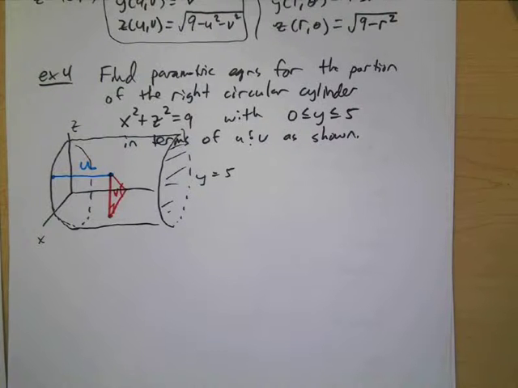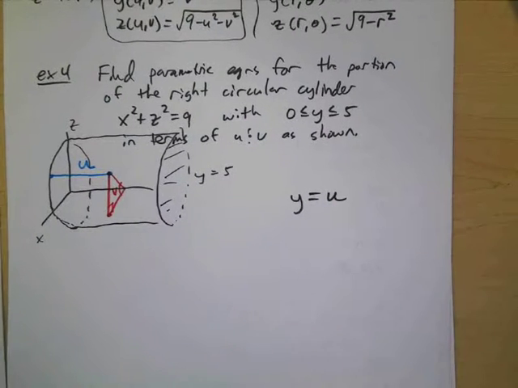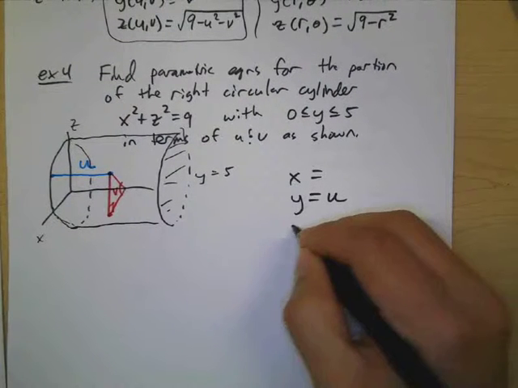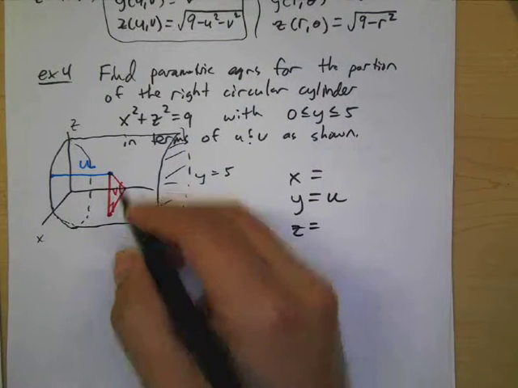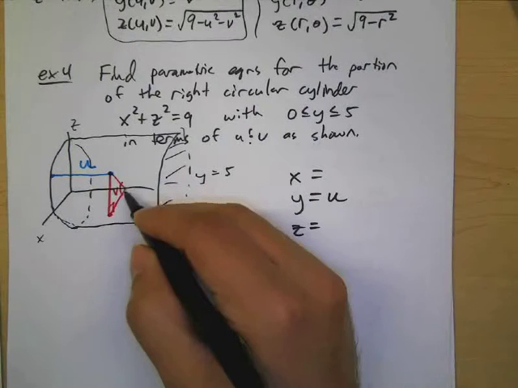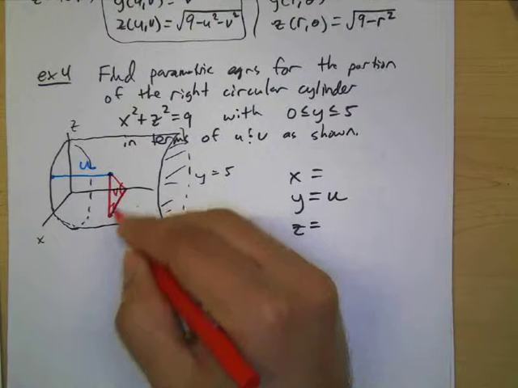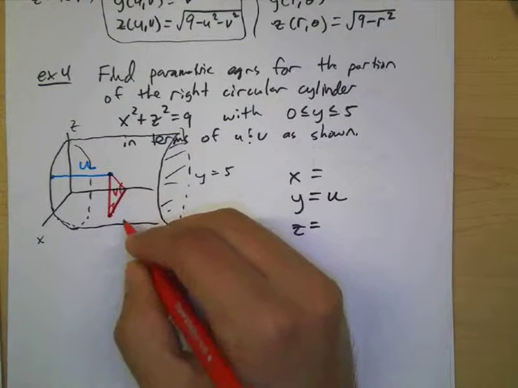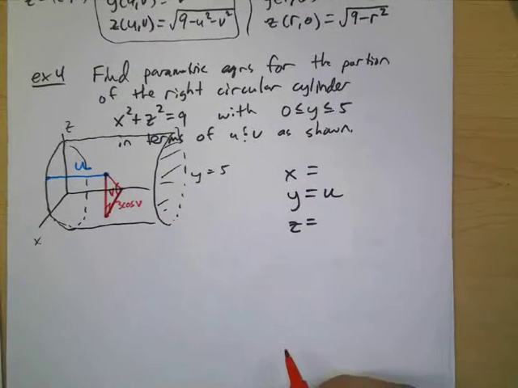But let's just write down what we already have. We have one observation, right? We said y is the same as u. So now we just have to find x and z. Well, over here, the x-coordinate, wouldn't that be the same as this side of the triangle, that length? So what would this length be? 3 cosine v, good. Because the radius, the hypotenuse, we didn't draw it in, but if the radius of the cylinder is 3, the hypotenuse for that triangle would be 3.